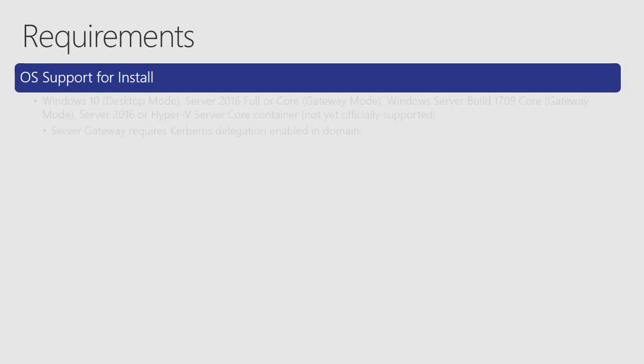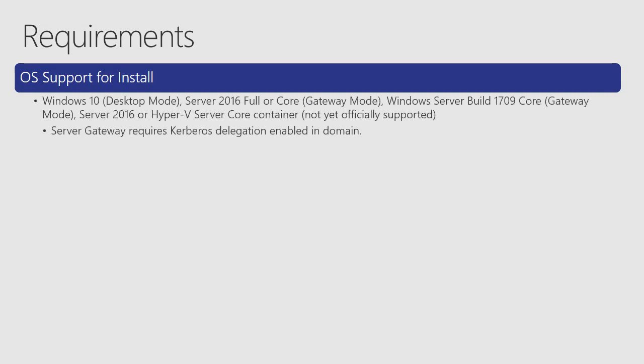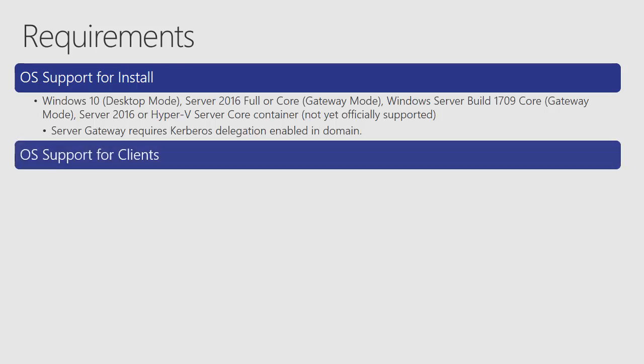Now we'll go through the requirements real quick. The OS supported for install: Windows 10, Server 2016, Server 2016 Core, Windows Server Build 1709 Core, or Hyper-V Server Core Container. That's not officially supported yet, but I think you'll see that soon. And then Server Gateway does require Kerberos delegation enabled in the domain. There are some other products that already do that, so it may already be enabled in your domain. It might not be, but you have to check that.